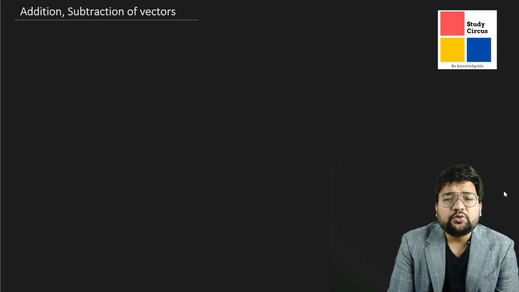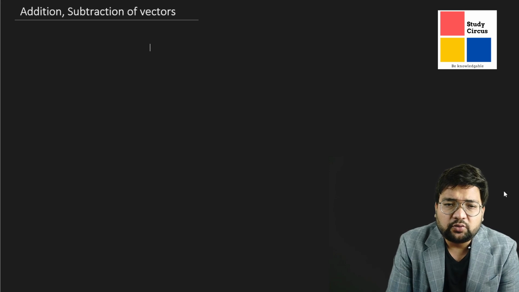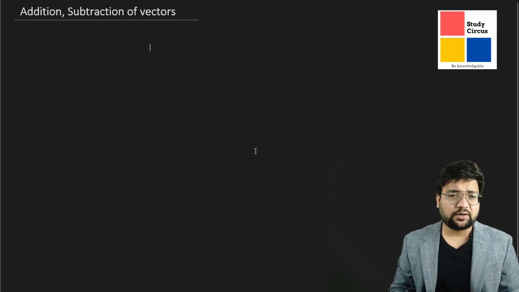So now we are going to see how to add two vectors. We had seen that we cannot simply add them like scalars, like 2 kg plus 3 kg is 5 kg. That is not going to work here with vectors. Two vectors have to be added in a specific manner. We have seen that. Why?